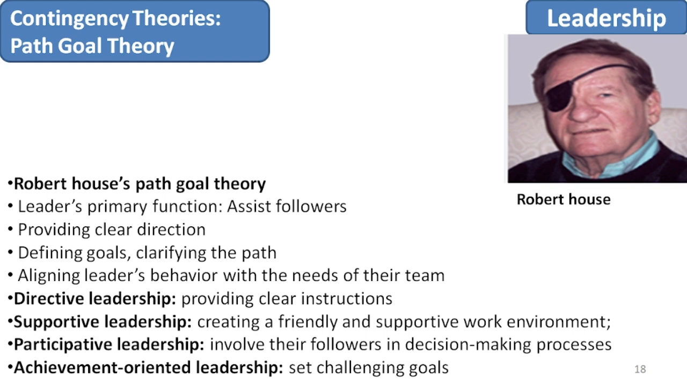Directive leadership. This style involves providing clear instructions and expectations about the tasks at hand. Leaders using this approach outline specific procedures and standards, helping followers understand exactly what is required to achieve their goals. Directive leadership is particularly effective in situations where tasks are ambiguous or complex, as it reduces uncertainty and provides structured guidance.